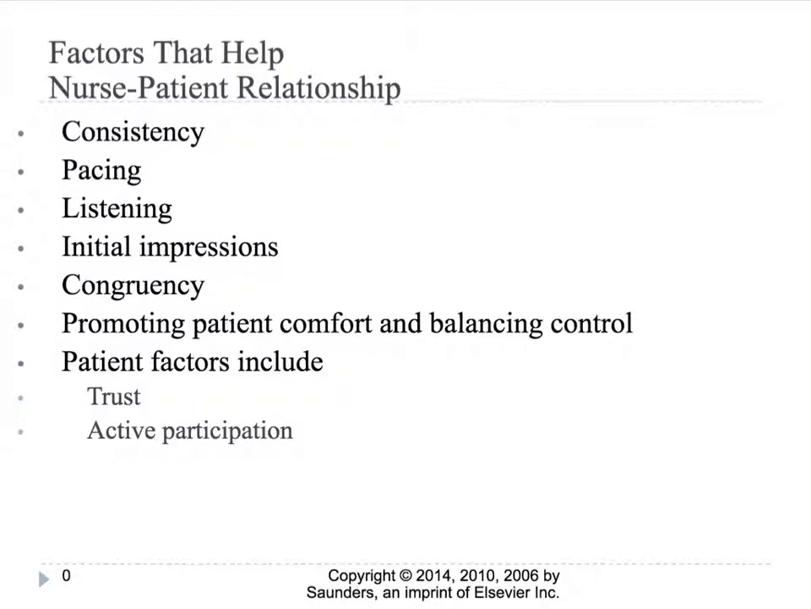Here's some factors that can help you with that nurse-patient relationship. So with consistency, you want the same nurse routine. It needs to be frequent and regular interactions. You need to make sure you have a good format and a location. The nurse should be congruent in her communication or his communication. As far as pacing, let this patient set the pace and adjust to moods that are going on, because some of them will be quite moody.